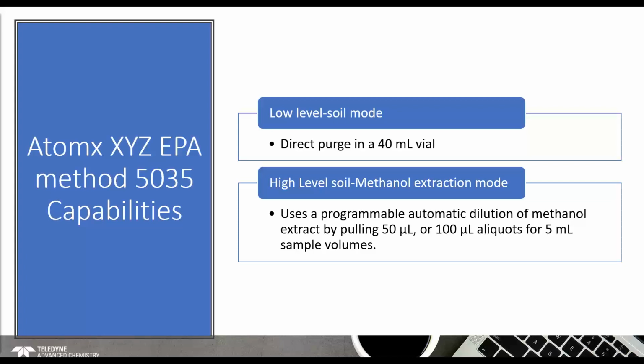For soil samples with concentrations higher than 200 ppb, methanol extraction is required. For this, the Atomic XYZ automatically adds methanol to the vial, stirs it using a magnetic stir bar that is placed in the vial by the analyst, and then transfers an aliquot of the methanolic extract to a 5 milliliter sample volume of DI water. This technique is referred to as the methanol extraction mode.